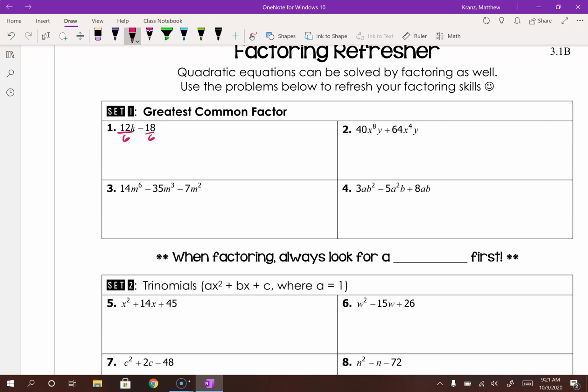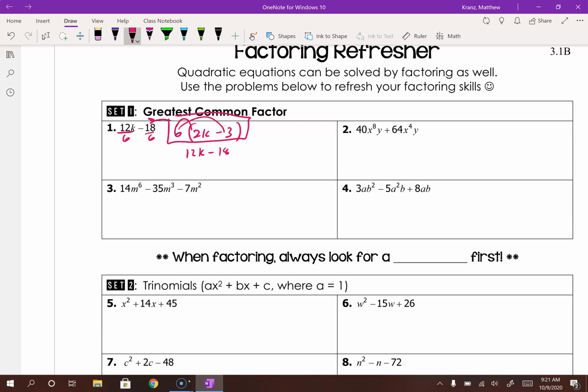When I divide by 6, I get 2k minus 3. Now I just have to account for my 6 that I divided by by putting it in front. Because if I multiplied it back, I'm going to get this. I multiply it, I get 12k, and I multiply that, I get negative 18. So when we factor, it looks like this.